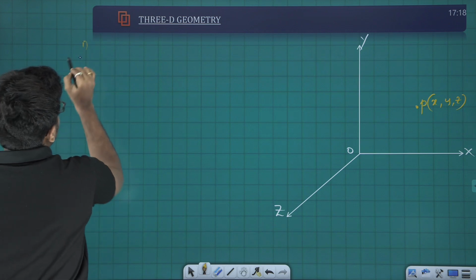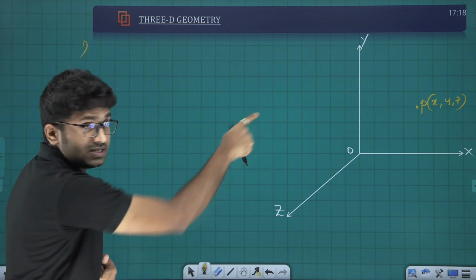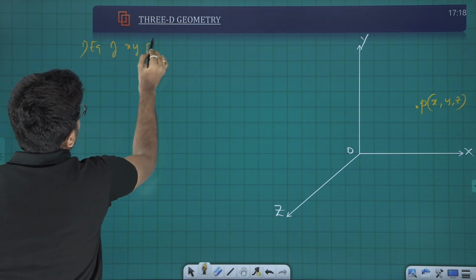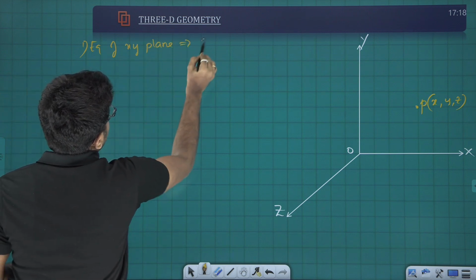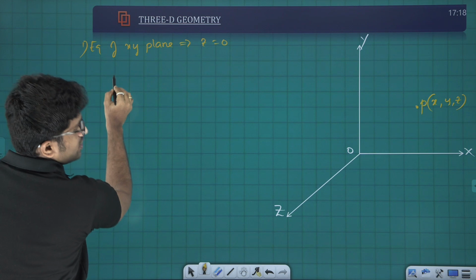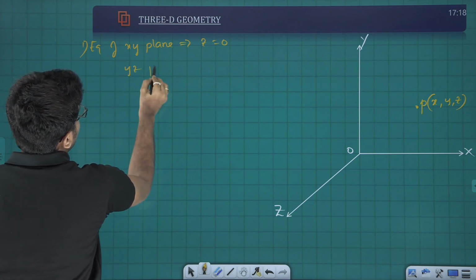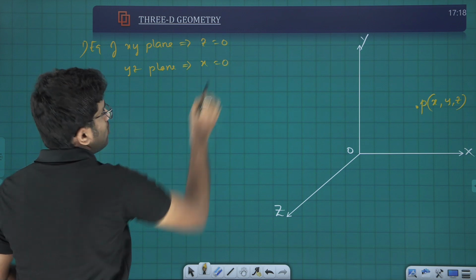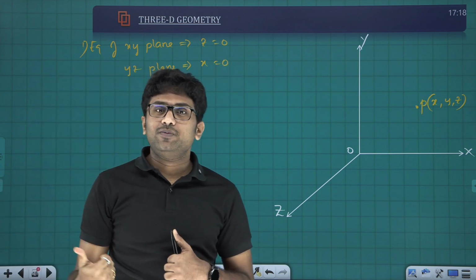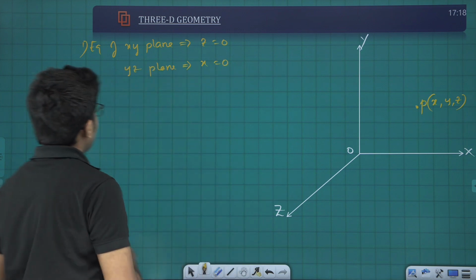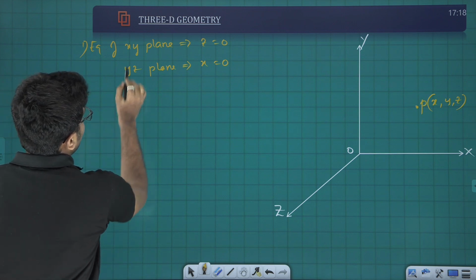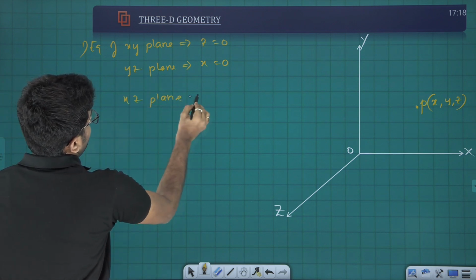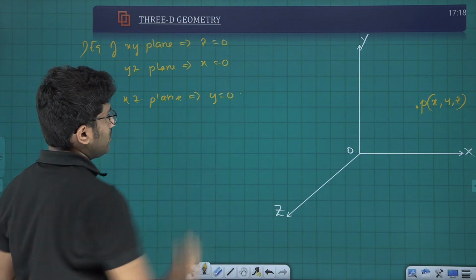Next, apart from that, we will have three planes. What are they? The equation of the xy plane is z equals 0. The equation of the yz plane will be x equals 0, because every point on the yz plane has x coordinate 0. And in the same way, the equation of the xz plane is y equals 0.